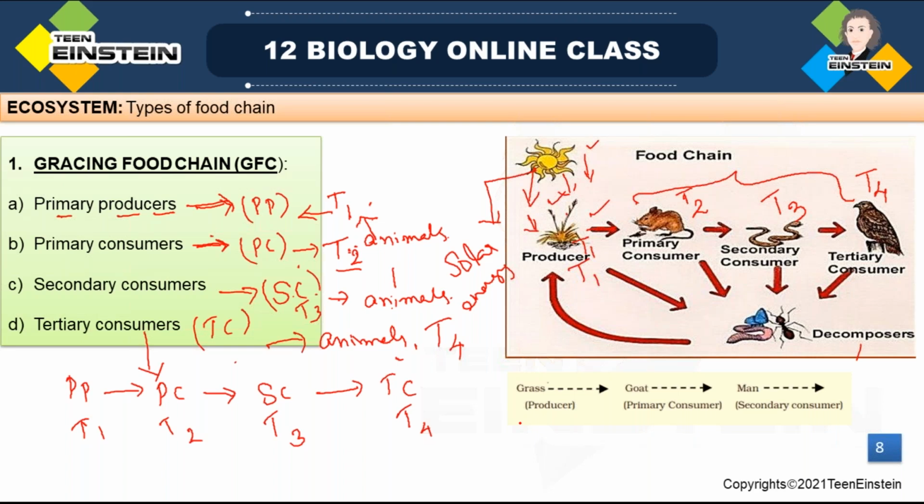Next is the aquatic food chain. In the aquatic food chain, it goes phytoplanktons, zooplanktons, small fish and large fish. Phytoplanktons are the primary producers in trophic level 1. Zooplanktons are primary consumers, small fish are secondary consumers, and large fish are tertiary consumers. So that's all about the grazing food chain.